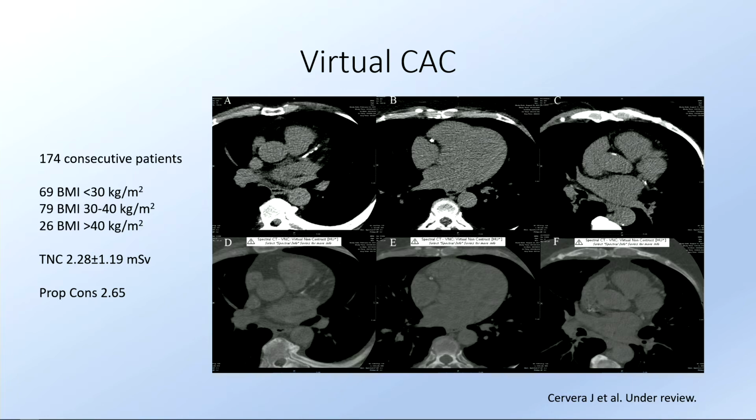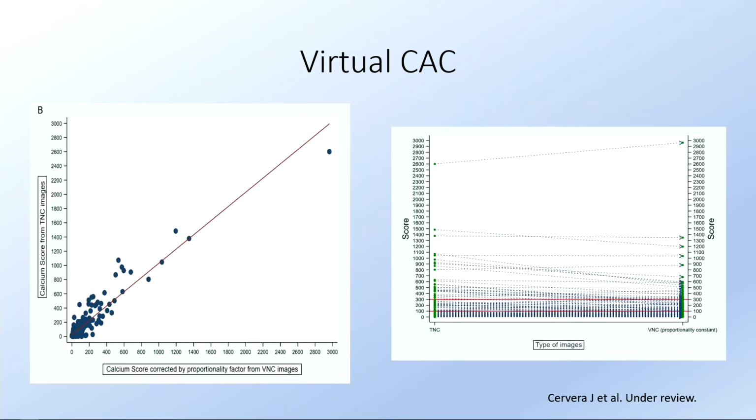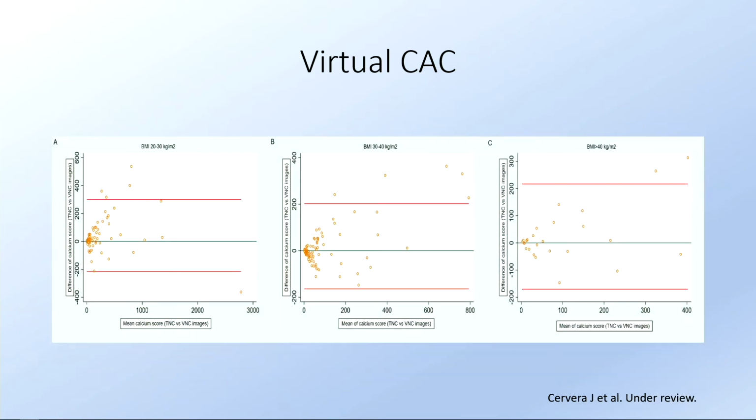So usually from the CT with contrast, you can do the virtual calcium score. You have to use a proportional constant to adjust to the typical non-contrast traditional calcium score, but we can see here a very good correlation between the traditional and the virtual calcium score. And you can see on the right the changes in the calcium score from the traditional versus the virtual after you apply the correction constant.